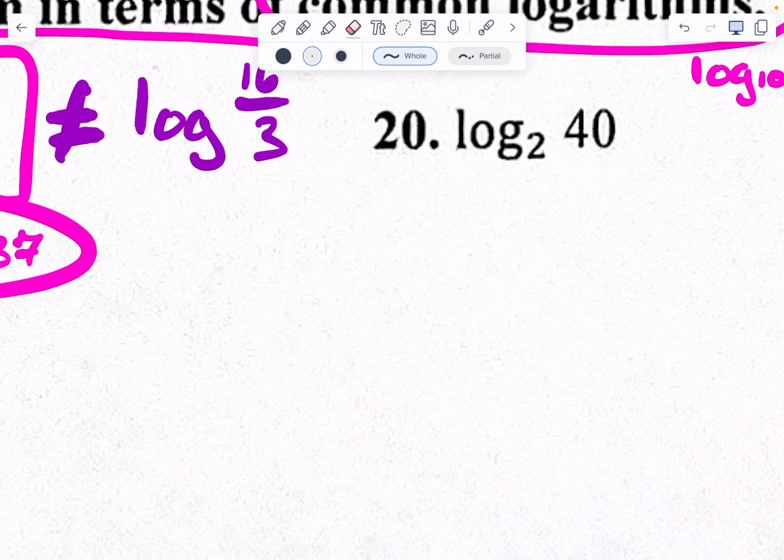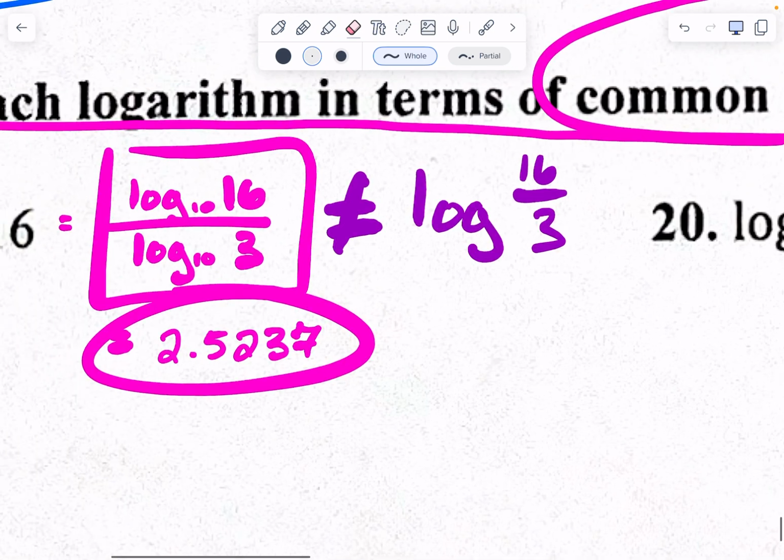Like I said, 2 to the 3/4 power is not even going to be a whole number. So you have to do log of each one individually.